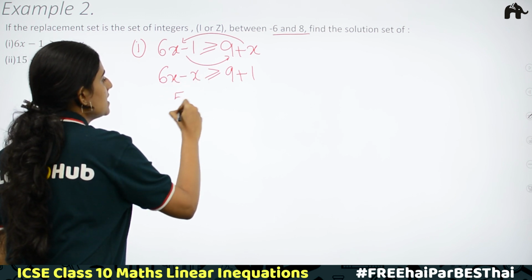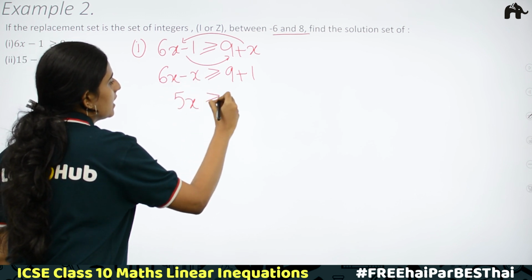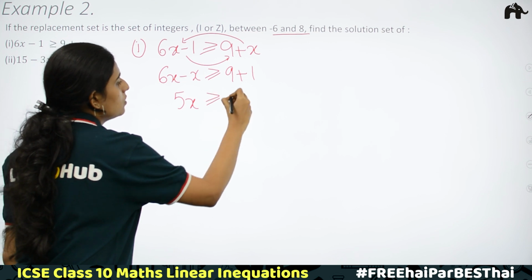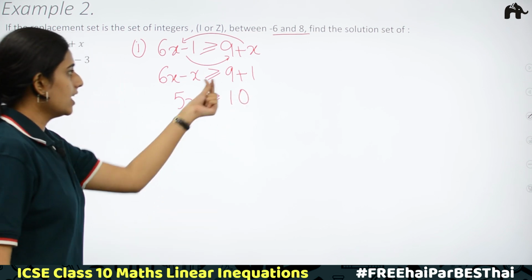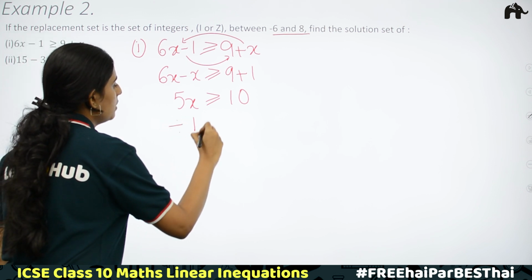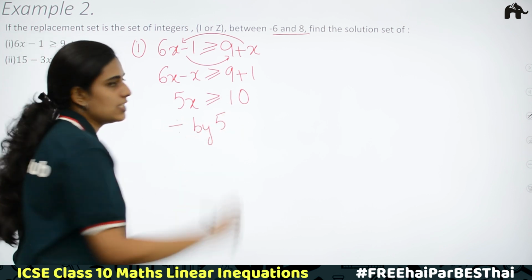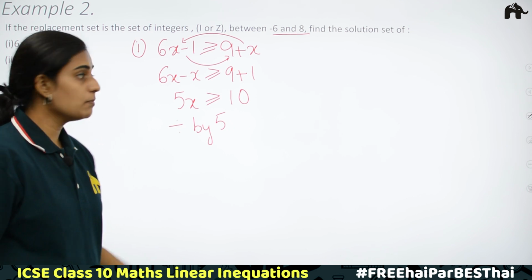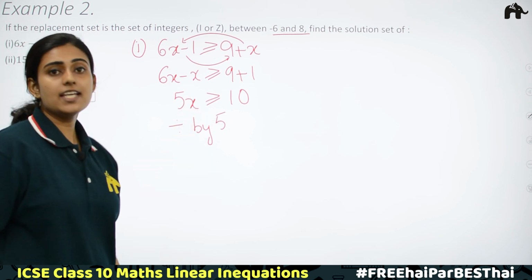6x minus x is 5x. 5x greater than or equal to 10. Yes, 9 plus 1 is 10. Now, we need to divide by 5 on both sides. 5 is a positive number, therefore the inequality remains the same.